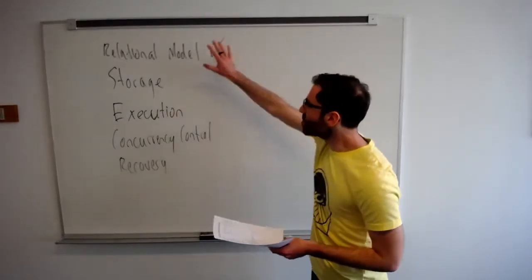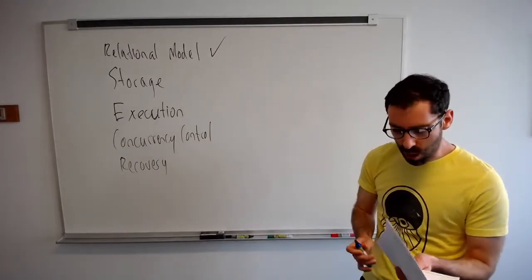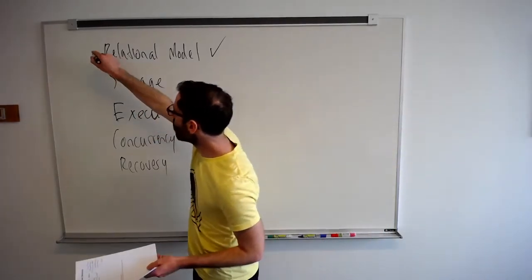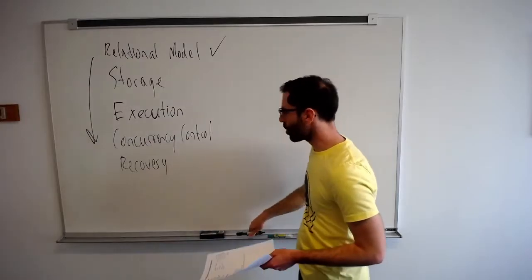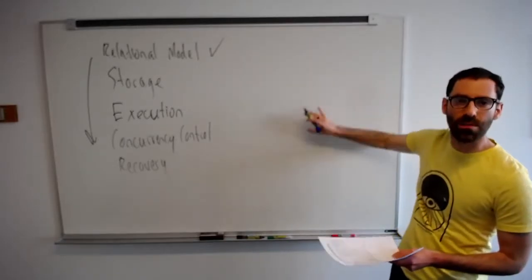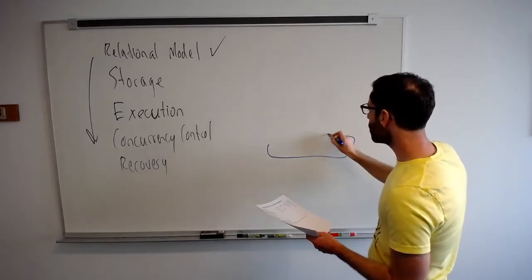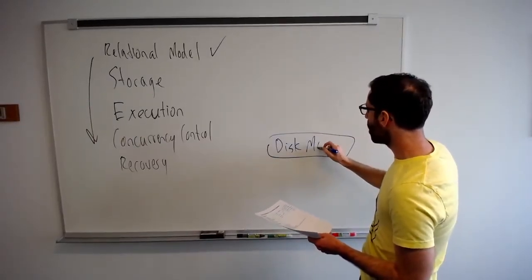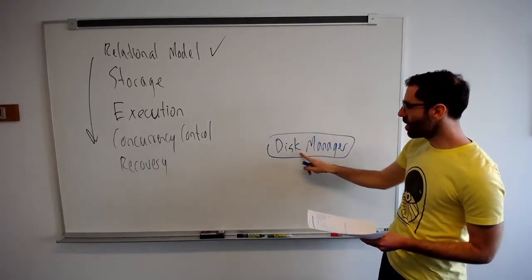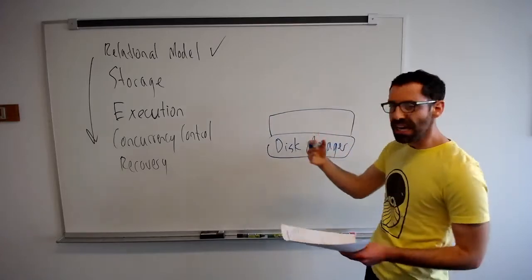Okay, so these components of our course outline relate to the components of a database system that we'll be talking about. We're going through this list from top to bottom, but we're actually going to build up the components of a database system from the bottom up. So at the bottom, we have a disk manager, and this is what's actually managing the files that the data is stored in.